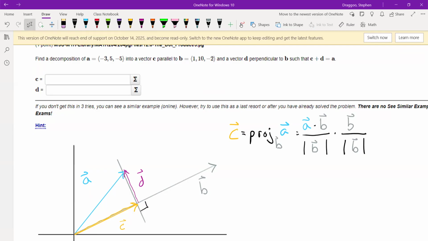So I've got my particular vector of interest A. I want to project it onto B. And then I want to find the orthogonal projection of A onto D. That is effectively what this question's asking, just with some extra words.